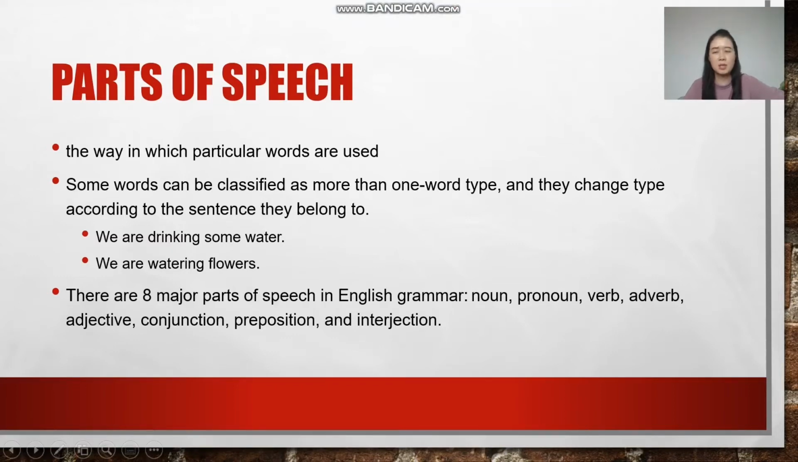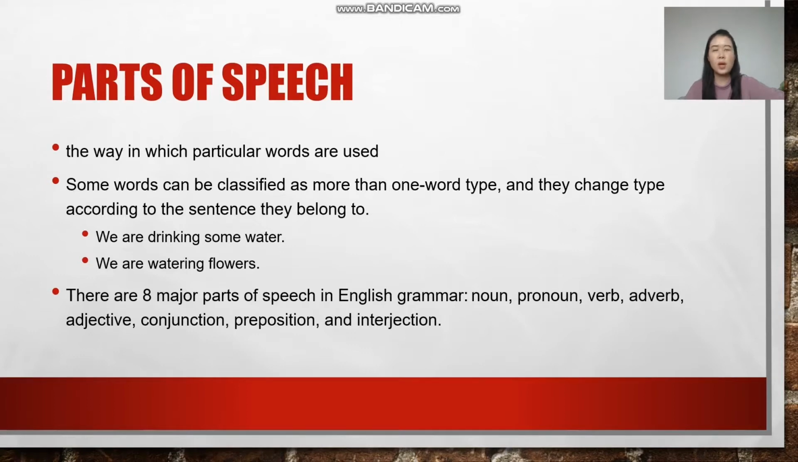Okay, let's talk about the part of speech. What is part of speech, everyone? Part of speech is the way in which particular words are used. So if you understand the function of each type of part of speech, then you'll be able to form, to write, to speak grammatically correct, and that's good. And also, we can use this kind of knowledge in order to analyze the sentence. And as you know, when we are talking about syntax, it's about the sentence.